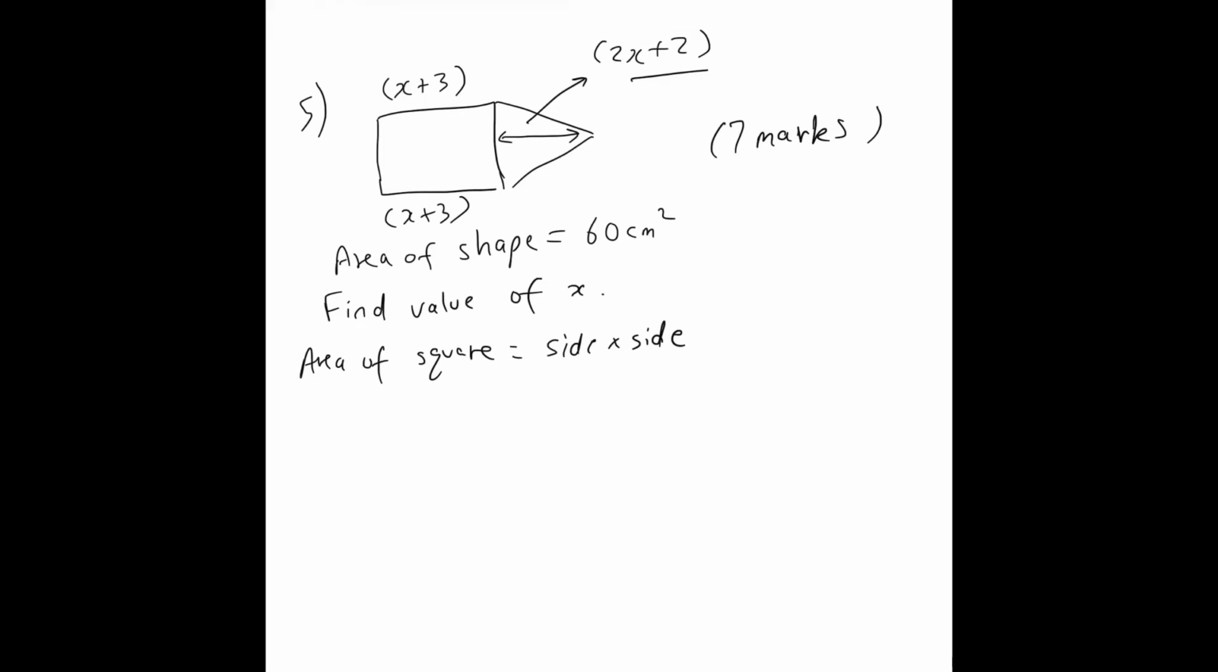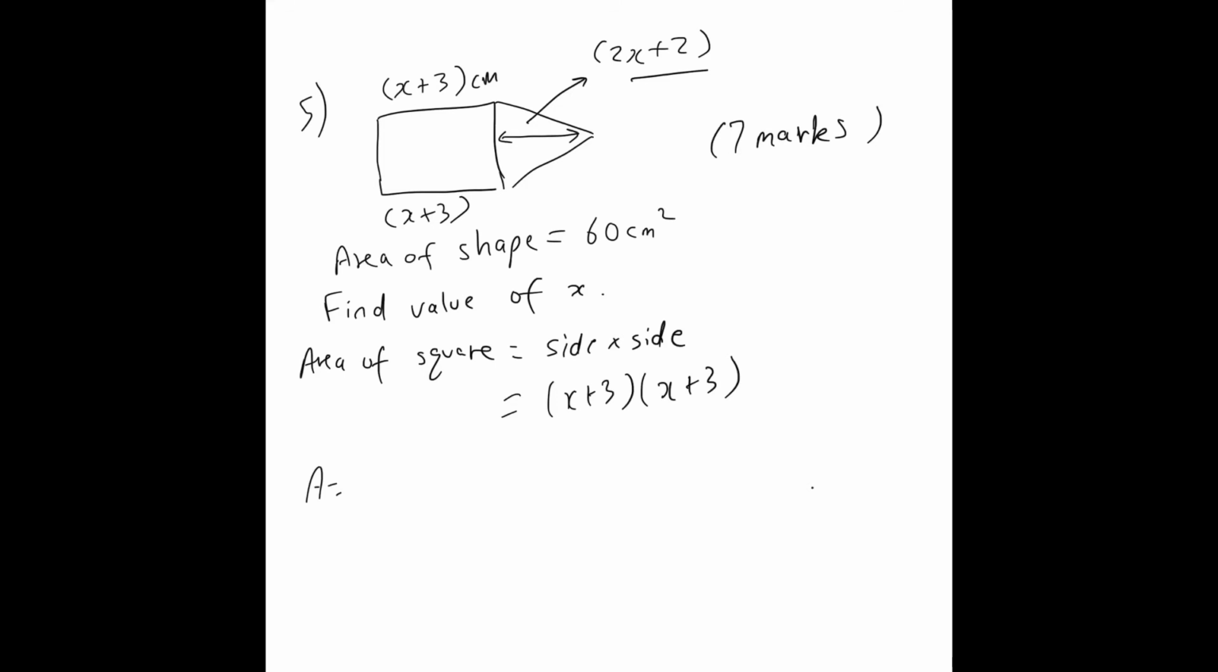So now I've just put the formula for the area of a square here. The area of a square is side times side. Since we know the side is x plus 3 centimeters, we can say it is equal to x plus 3 brackets x plus 3. Now we're just going to leave it like this.